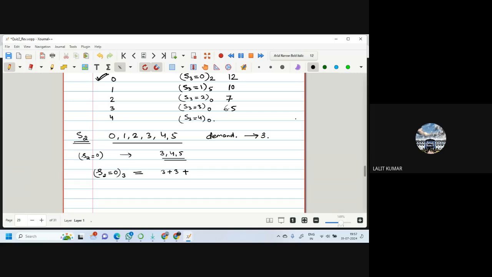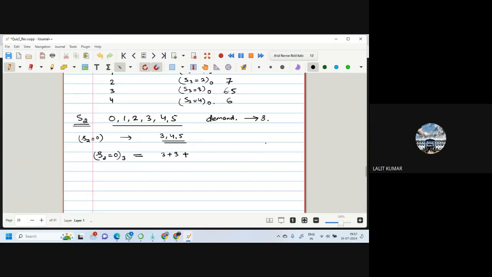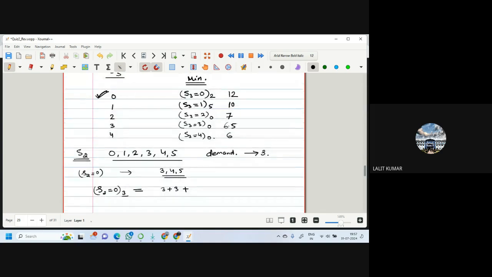Okay. So see, if I order only 3, then I will reach which state? I will reach again this state S3 is equal to 0 and where I know that minimum will be 12. So I take this 12. Carrying cost is 0. So here it becomes 18. Is this part understood? Yes, understood. Okay. Very nice.